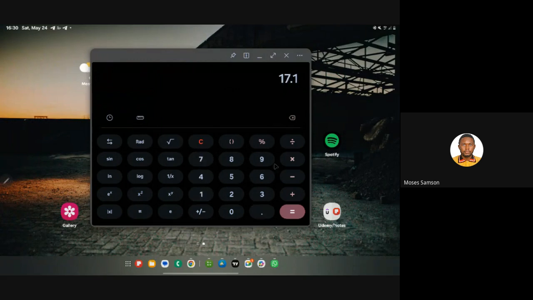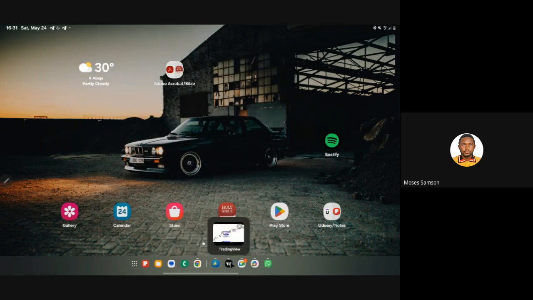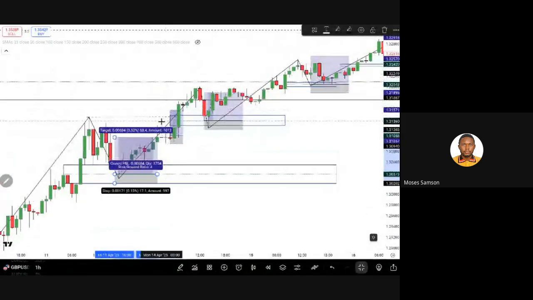that would be 17.1 times $10. You'd be risking $171 for your stop loss. Then times 4 would be your target profit, $684 for opening a one lot size position.